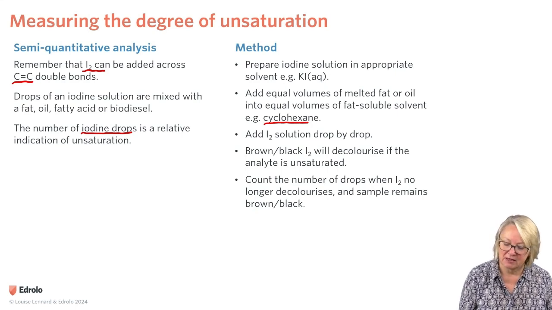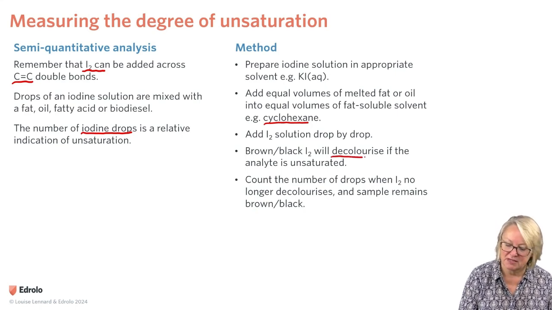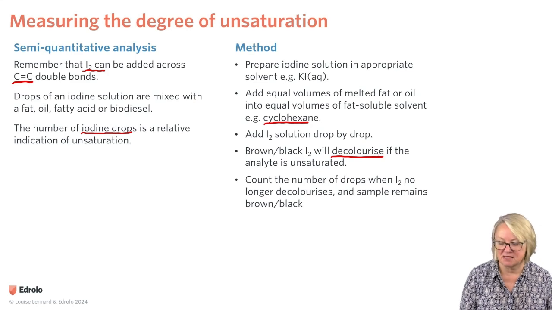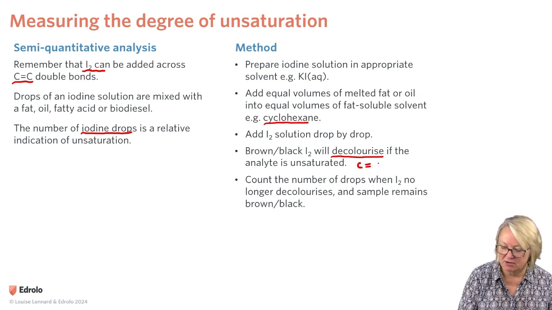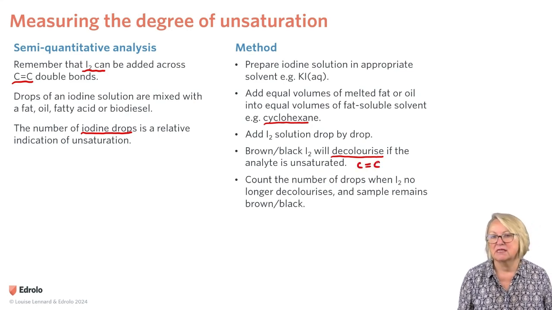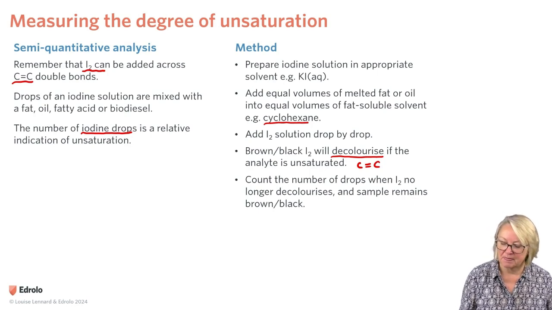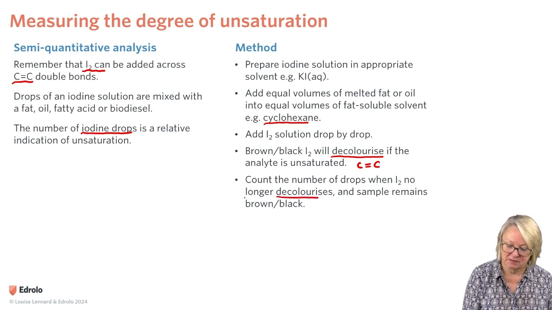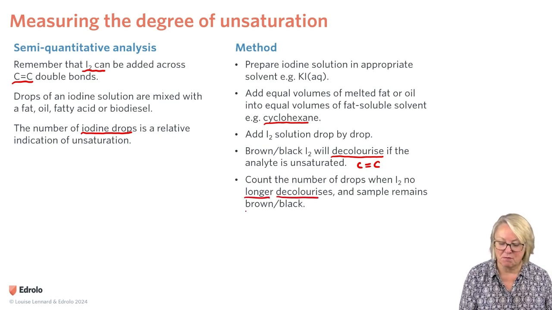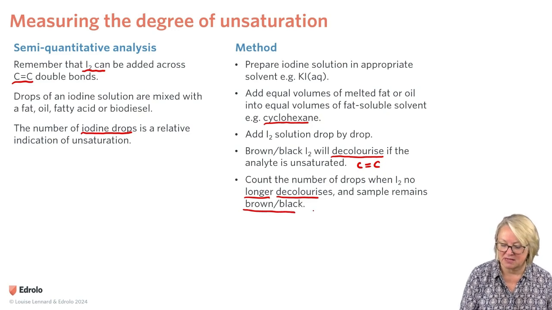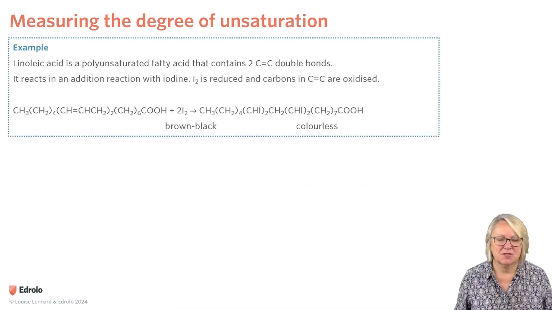A brown-black iodine will decolorize if the analyte is unsaturated, in other words, if it's got carbon-to-carbon double bonds. And we count the number of drops when iodine no longer decolorizes and the sample remains brown-black. So that's our endpoint. So that's measuring the degree of unsaturation.